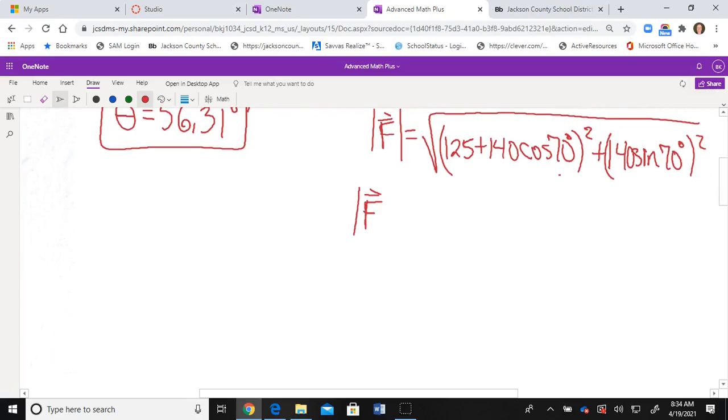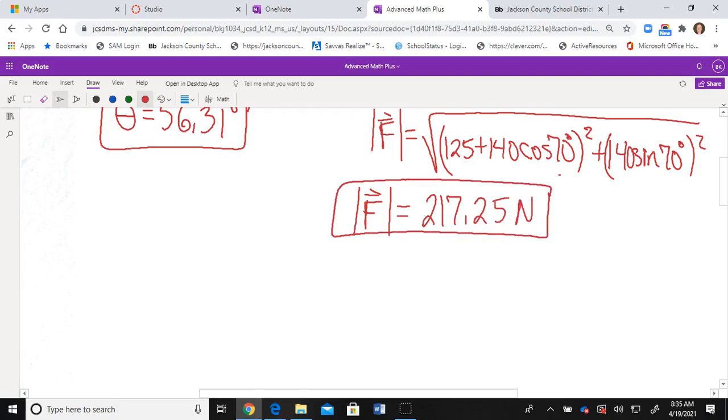You put all that in your calculator. That square root, I don't need to. Oops. What should you get? 217.25. And again, that is newtons. Okay.